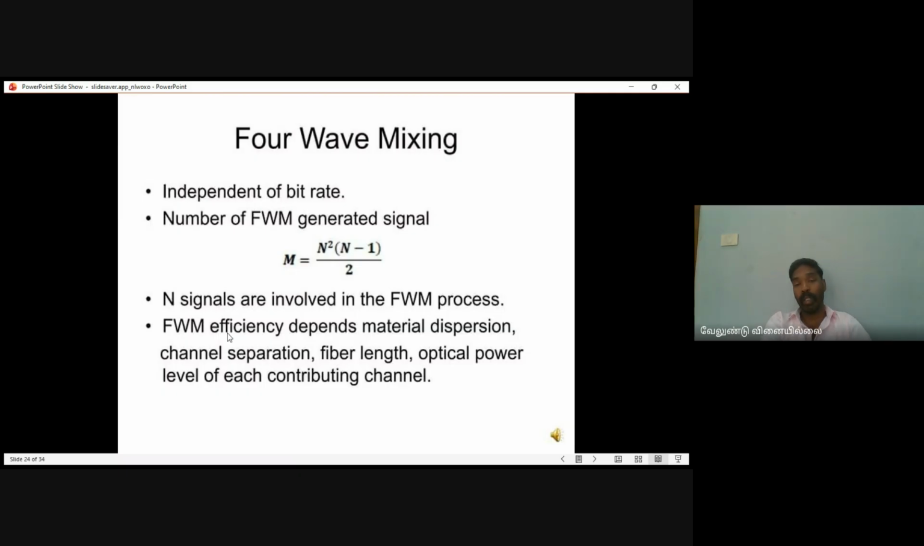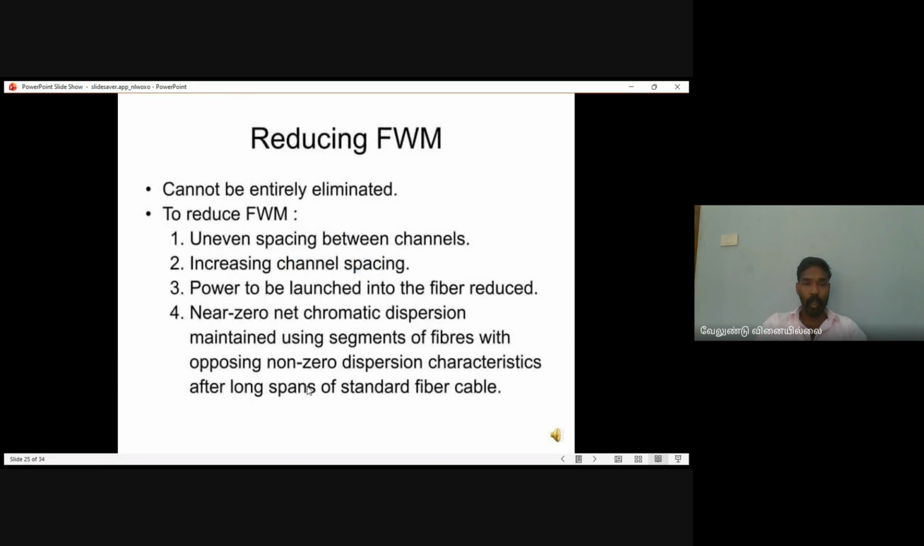The FWM efficiency depends on the material dispersion, channel separation, fiber length, and optical power. Reducing FWM: we cannot entirely eliminate the four-wave mixing, but we can reduce it. How can we reduce this FWM? Uneven spacing, increasing the channel spacing, reducing the power launched into the optical fiber, and operating near zero net chromatic dispersion. By using these four techniques, we can reduce the four-wave mixing effect in our optical fiber cable.